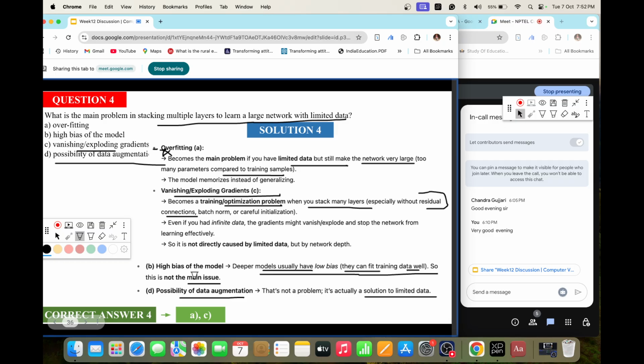For option B, you can have a doubt, and you can also tick high bias of the model, because you lose information through vanishing or exploding gradient. But no, that happens in backpropagation, so I think that is why it is wrong. So option A and option C are the correct answers here. This was an all-theoretical question.